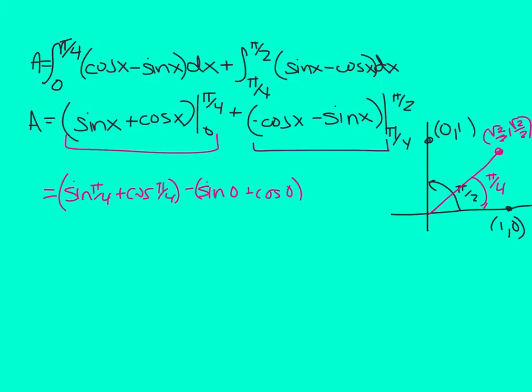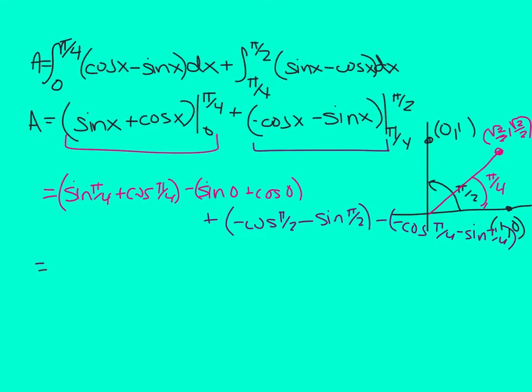I am going to run out of room here. Like I said, this is pretty long. So then the second part, I have negative cosine of pi over 2 minus sine of pi over 2. That's going to be minus negative cosine of pi over 4 minus sine of pi over 4. All right, let's see what we get now.